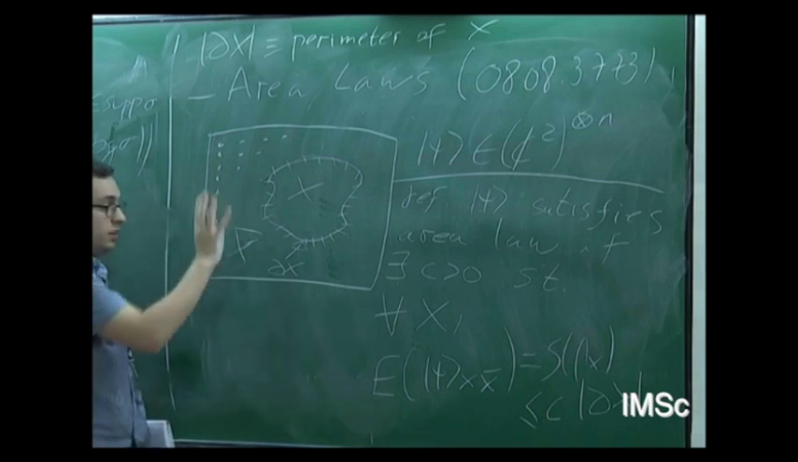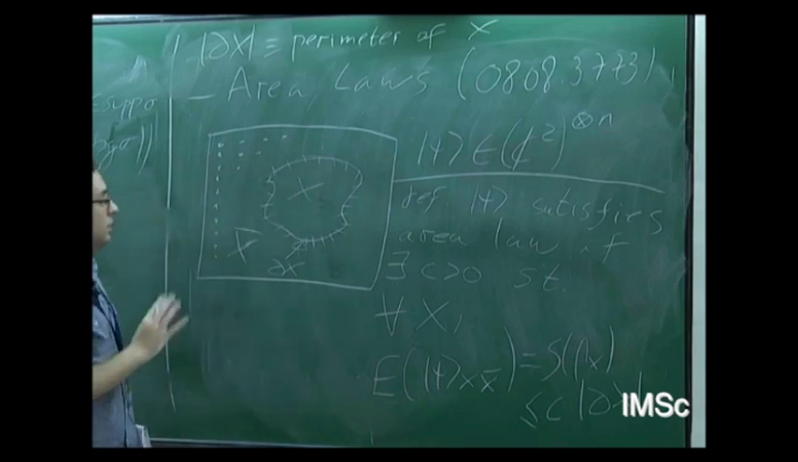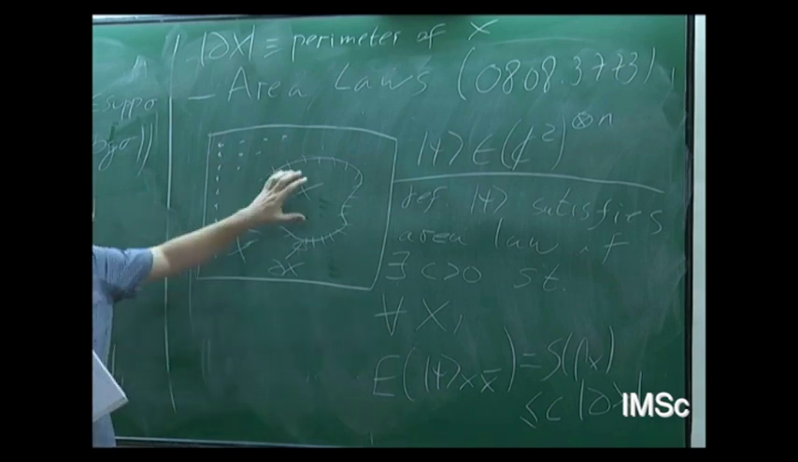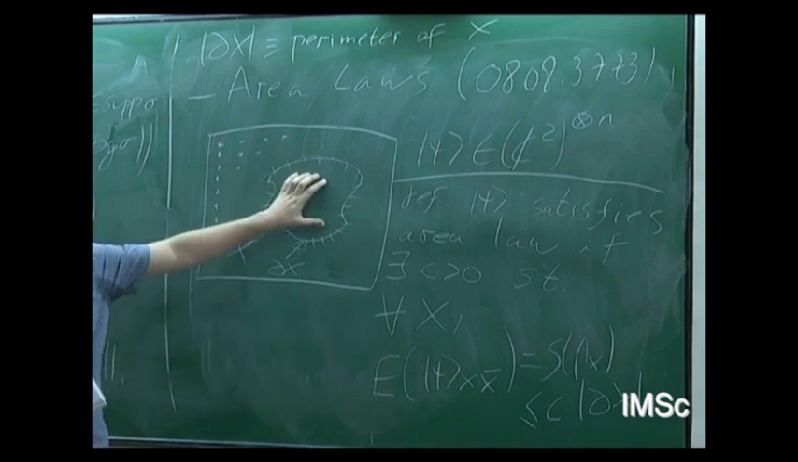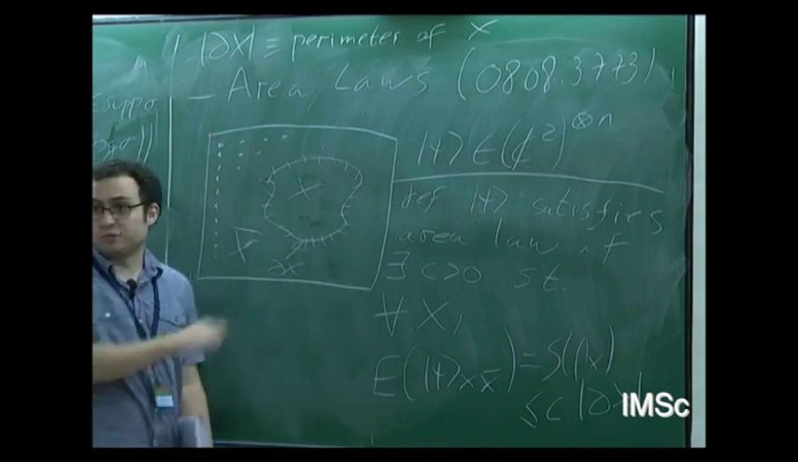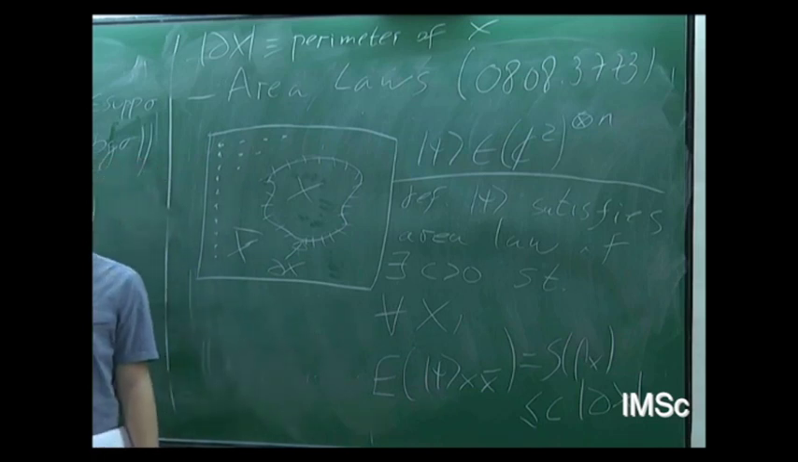So the area law holds if the following is true. We choose any region we want, namely this one, in this case, and then we ask how much entropy this region has, or how entangled this region is. And then the area law holds true if this amount of entanglement is always smaller than the perimeter of the region, the boundary of the region, times some constant. That doesn't matter, some universal constant. So why is this interesting?